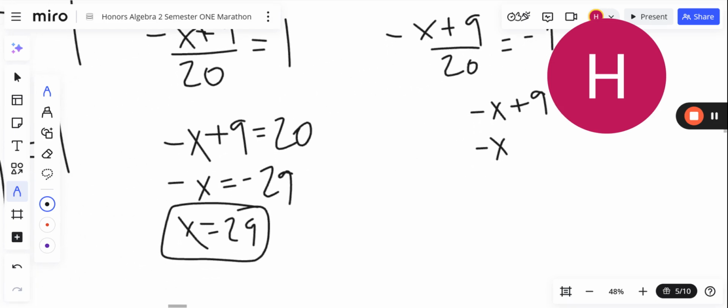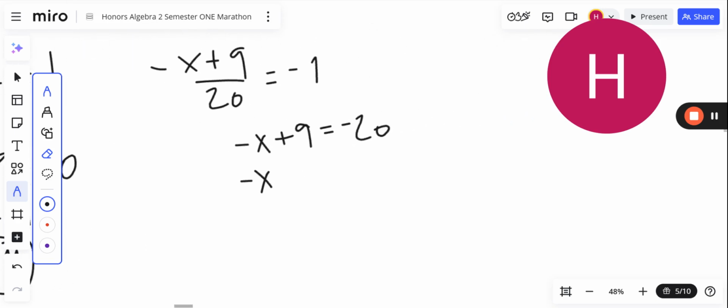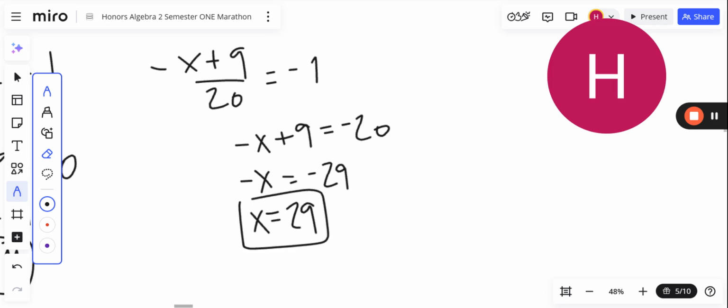Did I screw that up in the last one? I did. This is negative x equals 11. So x equals negative 11. Because here we are, negative x equals negative 29. So I knew I'd done something wrong the first time. And so x equals positive 29.